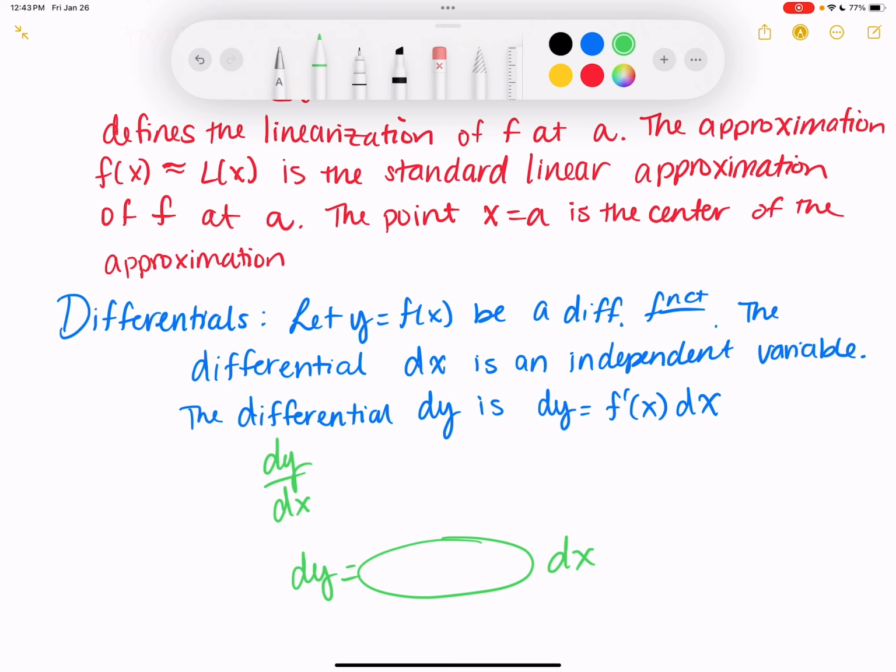And then they're going to give us a dx value that gets plugged in. So basically, we're going to take the derivative of the function, plug in x, and then plug in dx, and we're going to get a number out. So the hard part is the derivative. After that, it's just plugging in numbers.